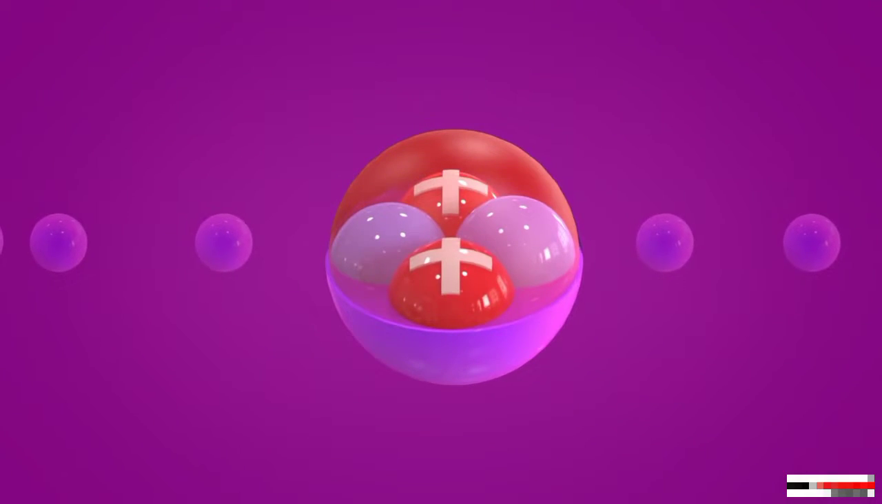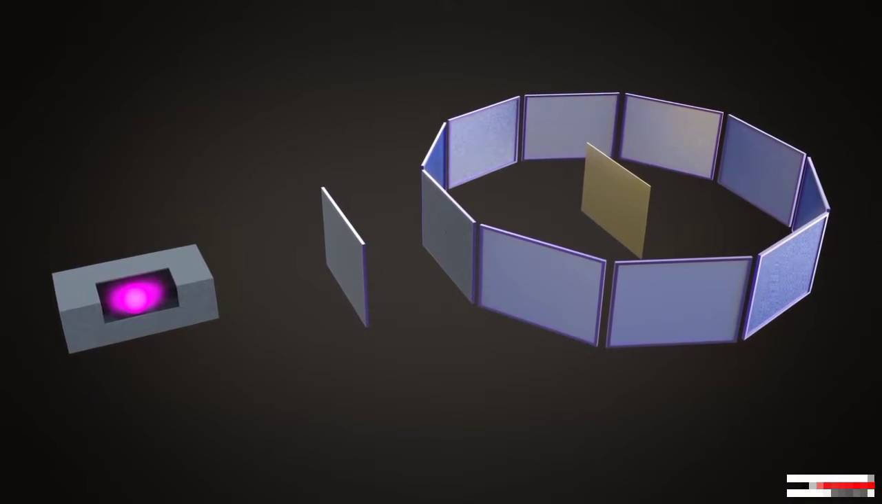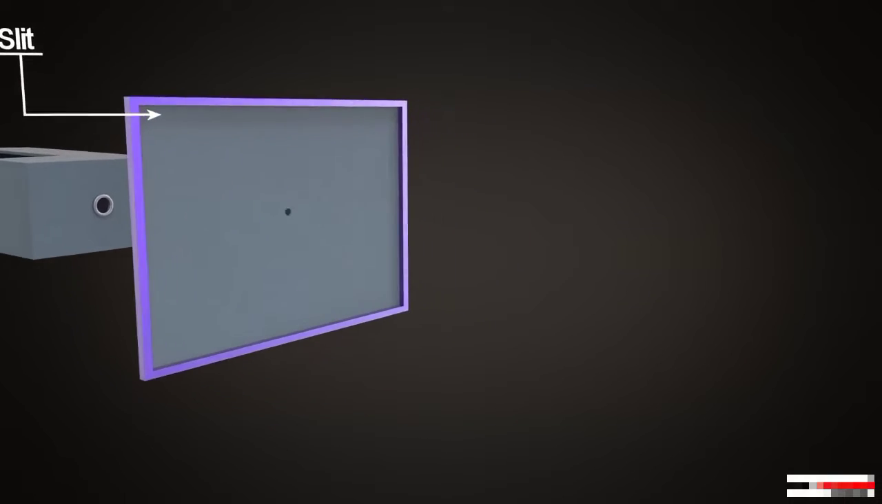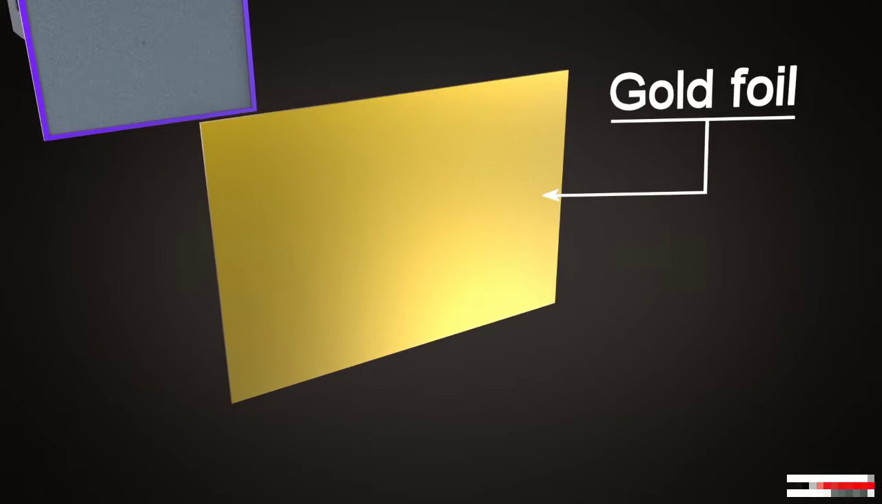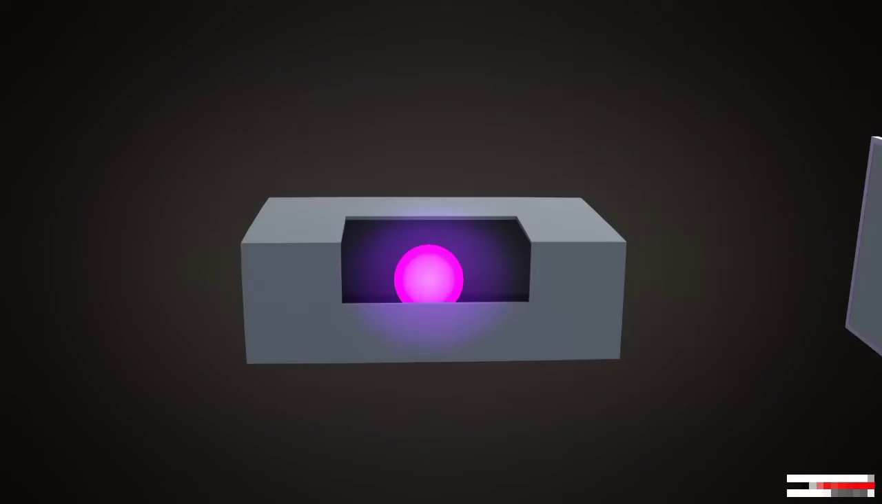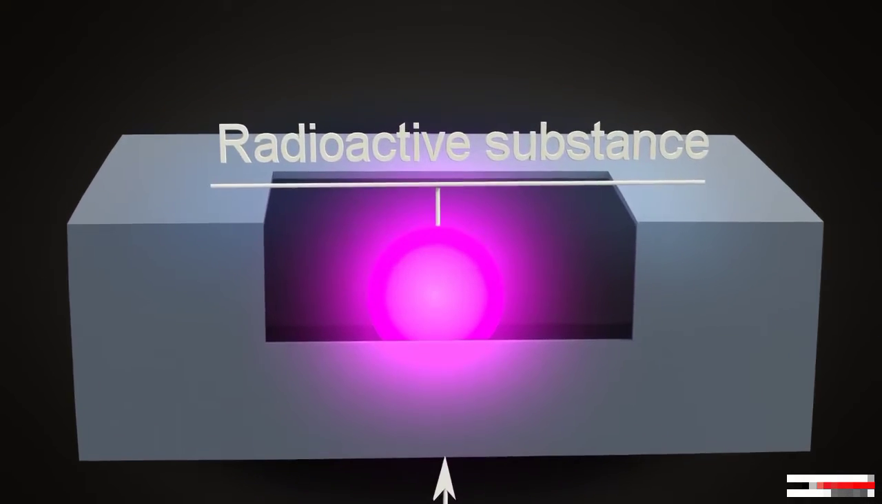Now let us look into the details of the alpha particle scattering experiment. The setup of the experiment consisted of a big lead box with a hole on one of its walls, a slit, a thin gold foil, and a rotating detector at the end. Inside the lead box, a radioactive substance rich in alpha particles was kept. Now let us see the experiment.